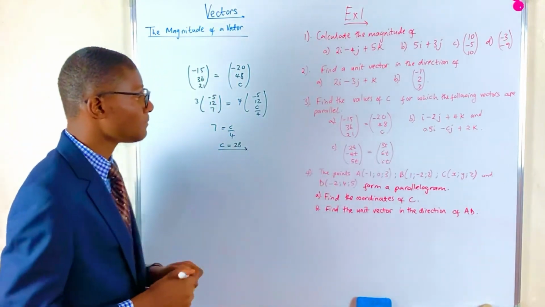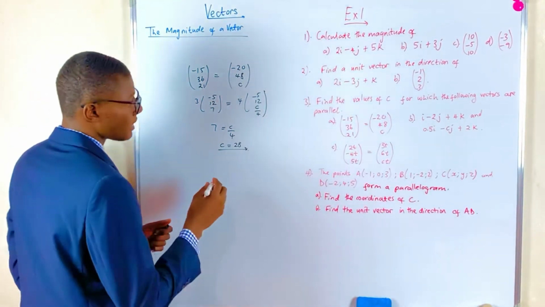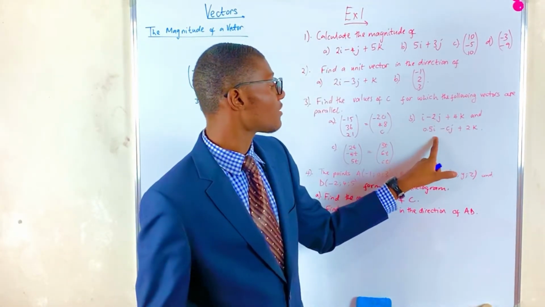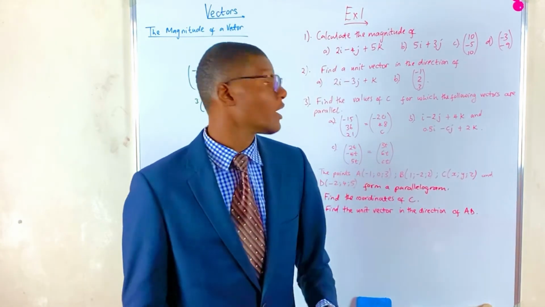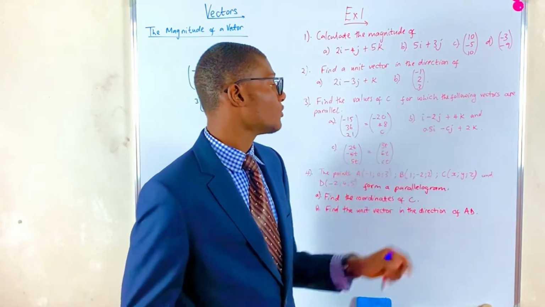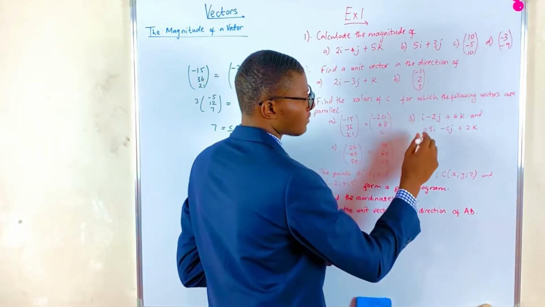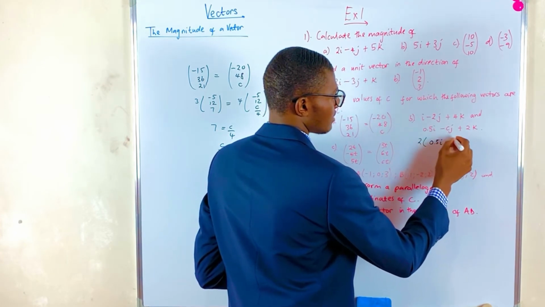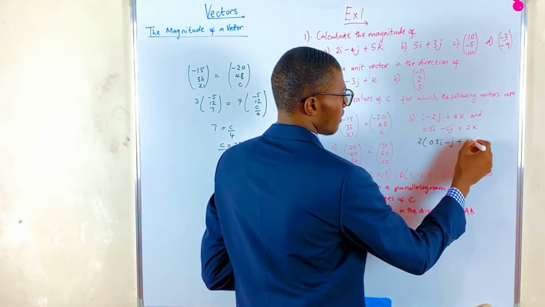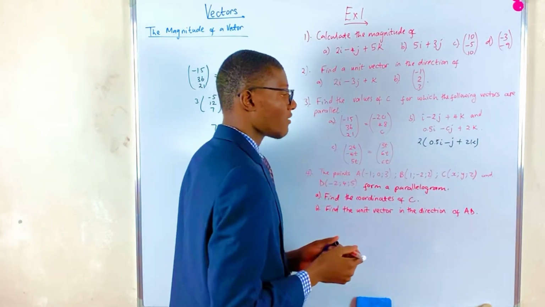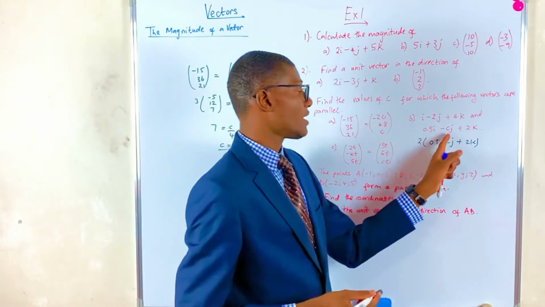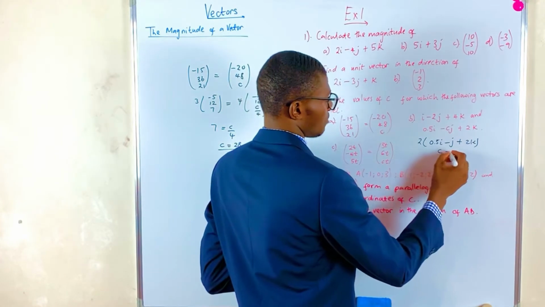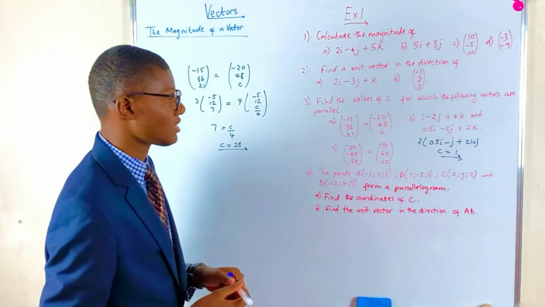Then for part B, we've got 1i minus 2j plus 4k and 0.5i minus cj plus 2k. Here, if we factor out 2 from the first vector, we'll get 0.5i minus j plus 2k. And this one is 0.5i minus cj plus 2k. So c should be equal to 1. That's pretty straightforward. C is equal to 1 in that situation.